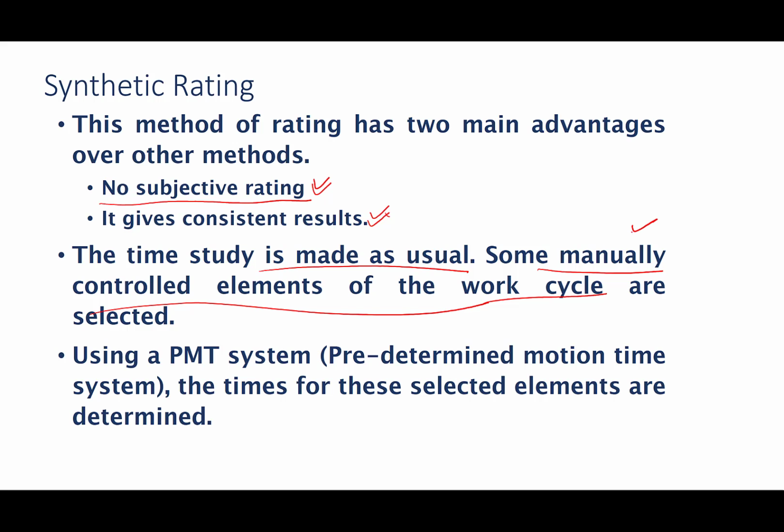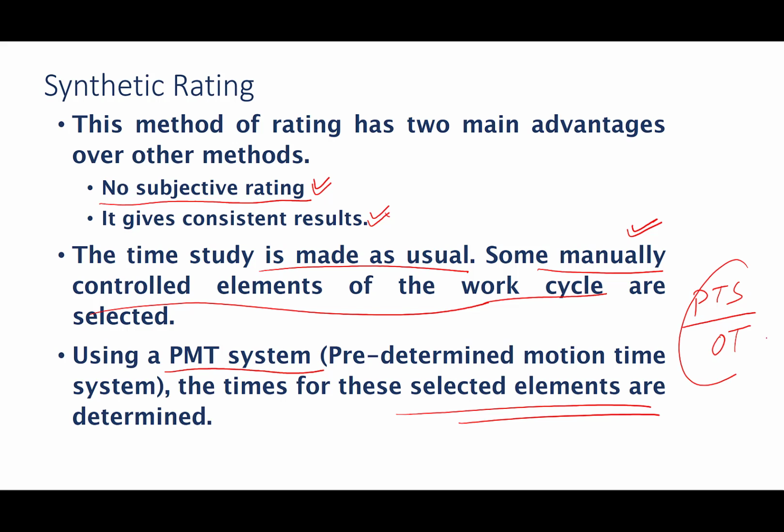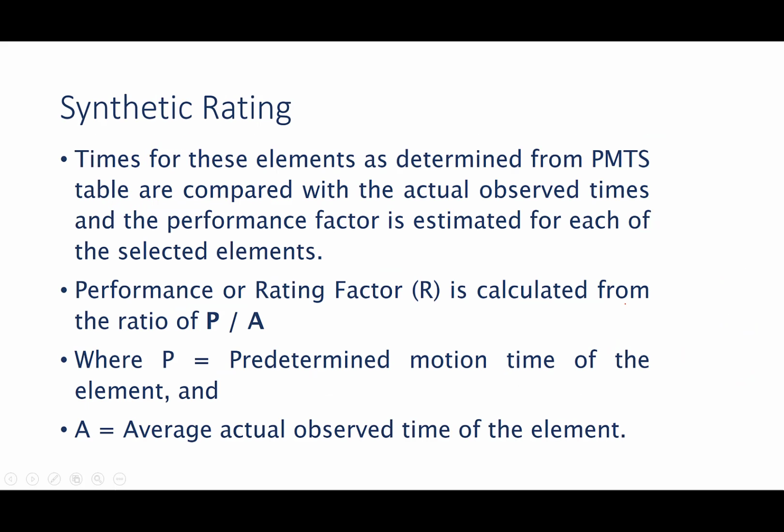So manually controlled elements are selected for the rating purpose, and then using the predetermined motion time database, the time for the selected element is identified. Then using the PTS, predetermined time data, and the observed time from the time study, this ratio is used for the rating purpose. So synthetic rating is obtained from the ratio of the time taken to perform the job as per the PMTS, and the time actually taken in performing the job by the worker.